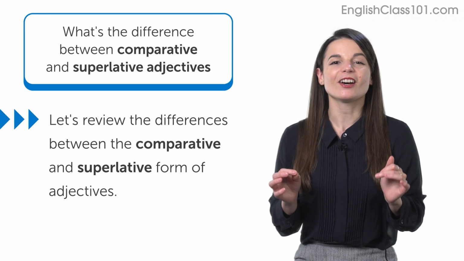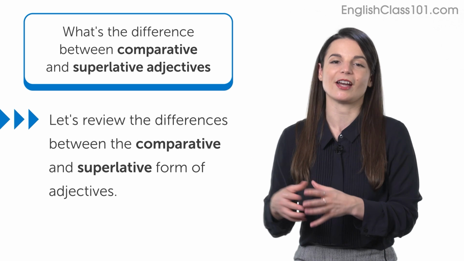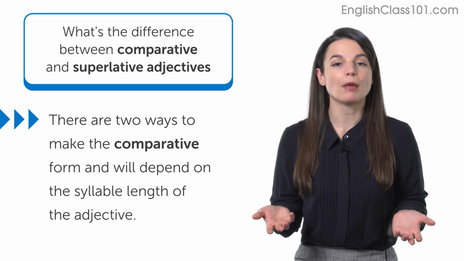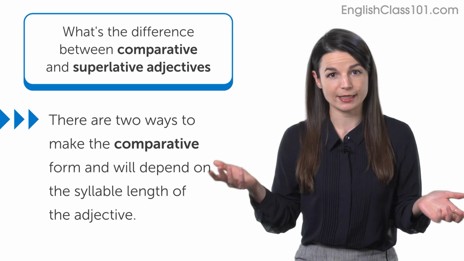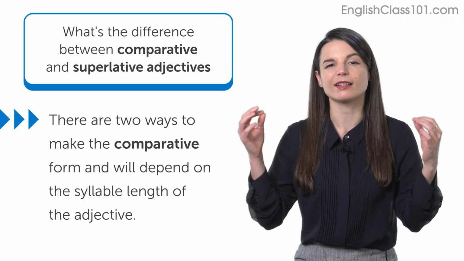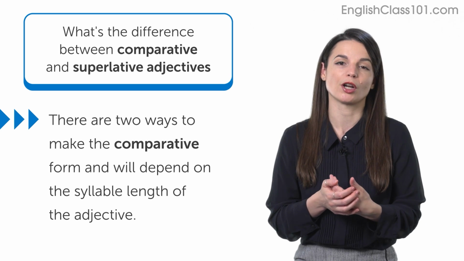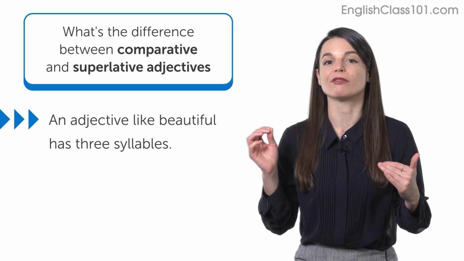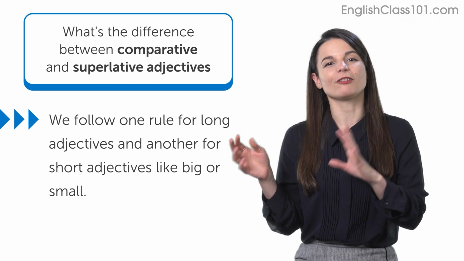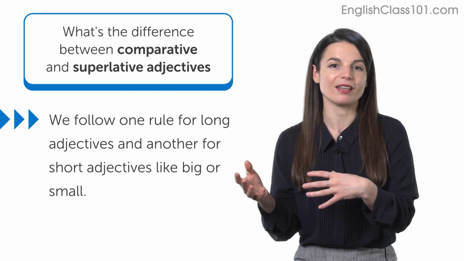Okay, sure. Let's review the differences between the comparative form of adjectives and the superlative form of adjectives. So when we make the comparative form of an adjective, there are two ways that we do this. It typically depends on the length of the adjective. And when I say length, in this case, I mean syllables. So how many beats are in the word. For example, an adjective like beautiful has 3 syllables. Beautiful. We follow one rule for these long adjectives, and we follow another rule for short adjectives, like big or small.